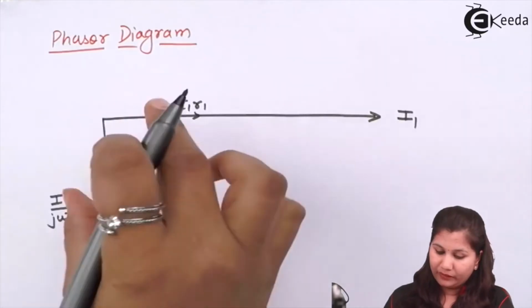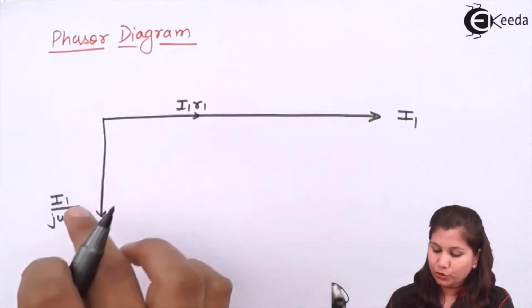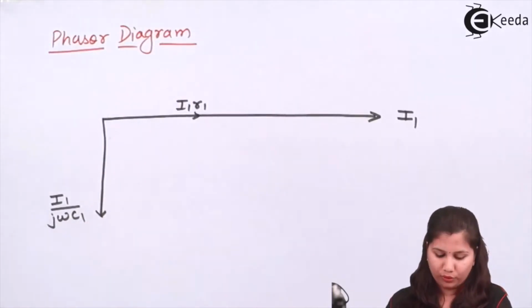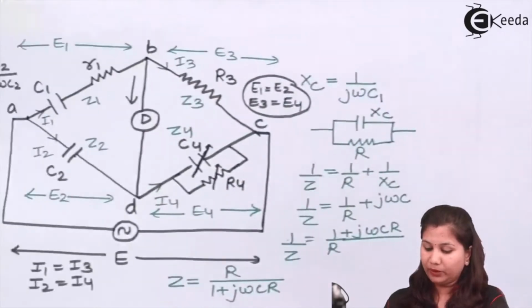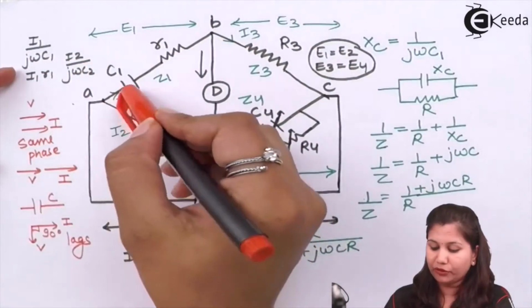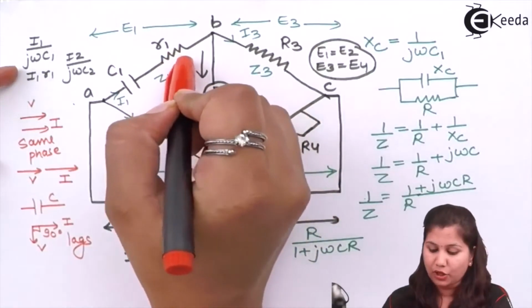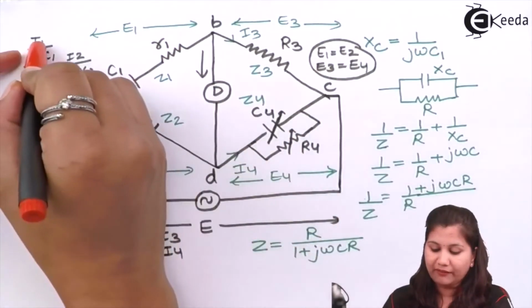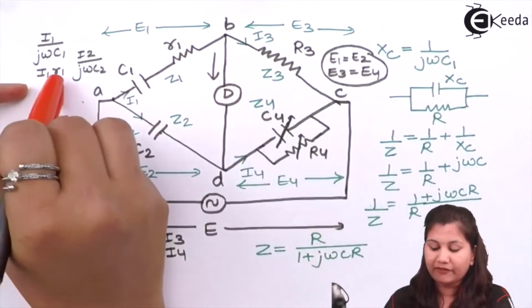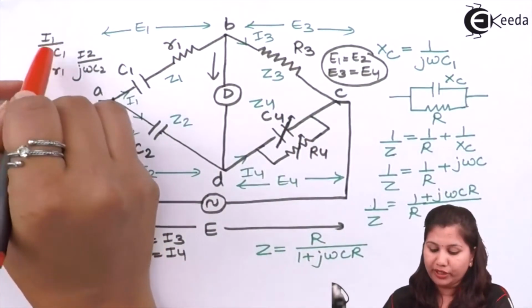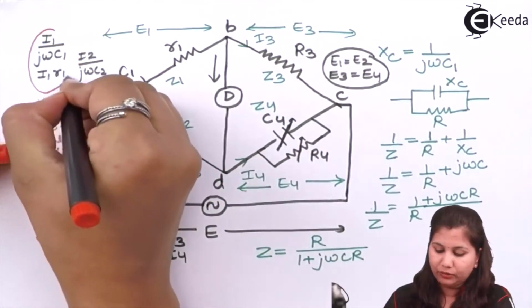Okay, and when we take the resultant of these two vectors, we will get the voltage E1, because E1 is equal to the sum of the voltage drop across the capacitor and across the resistance. Across the capacitor we had I1 upon j omega C1, and across the resistance we have I1 small r1. So their sum will be equal to the voltage E1.